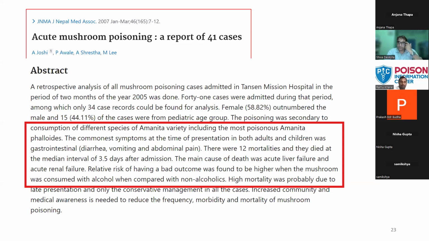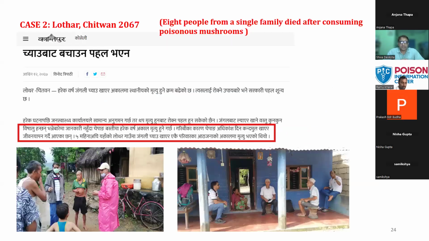Later we also talked with the doctors at Palpa Mission Hospital, and they published a paper, Acute mushroom poisoning: a report of 41 cases. If you like, you may have a look. Another case, not far from Chittagong, is one where 8 people from a single family died after consuming poisonous mushrooms. At that time I was doing my PhD in Switzerland and could not join. Later, when I came to Nepal, I went there and asked the people what had happened, but I could not figure out which mushrooms they had consumed. That is a very tragic case.